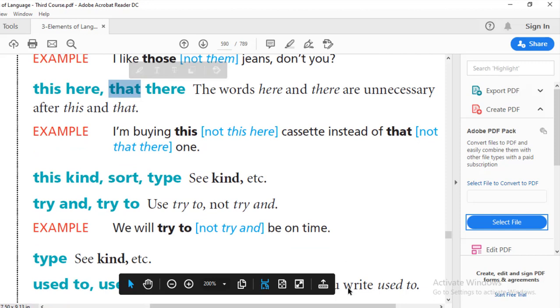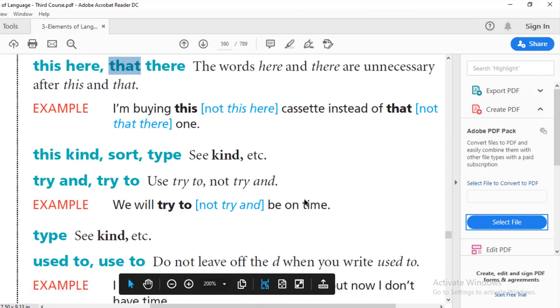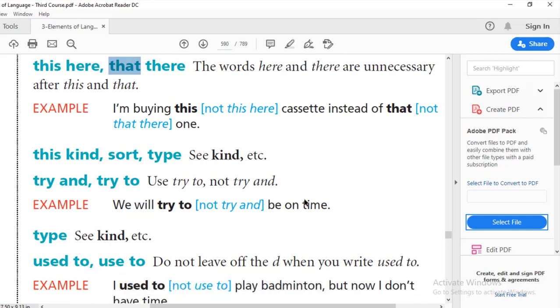And then we have the words "this kind," "sort," and "type." I said it's mentioned before. It must be singular. For example, if "kind" is singular, you use "this." If it is plural, like "kinds," you say "these kinds," not "this kinds."